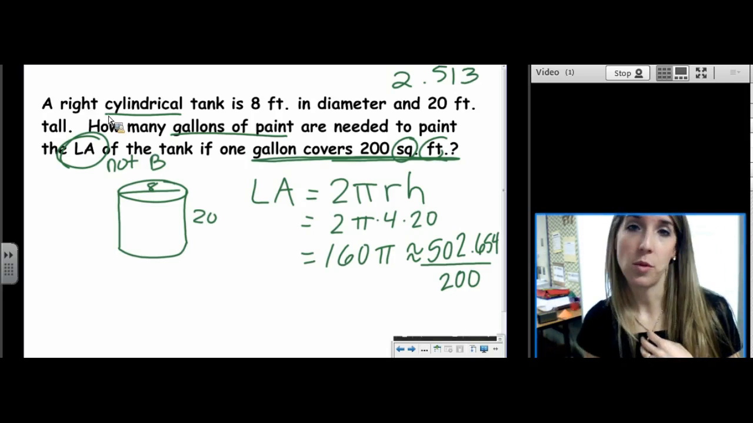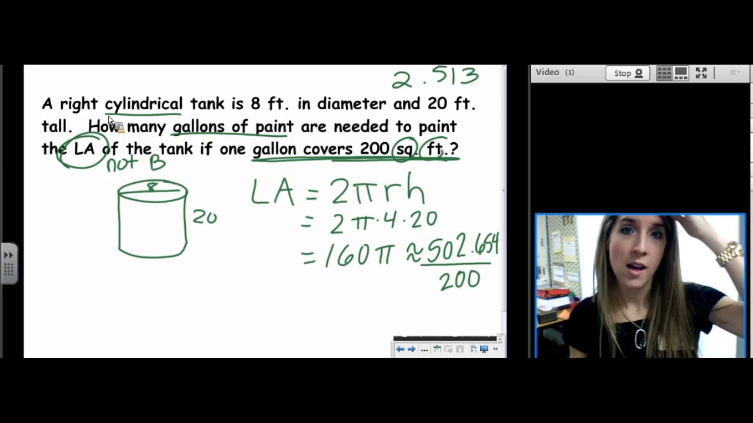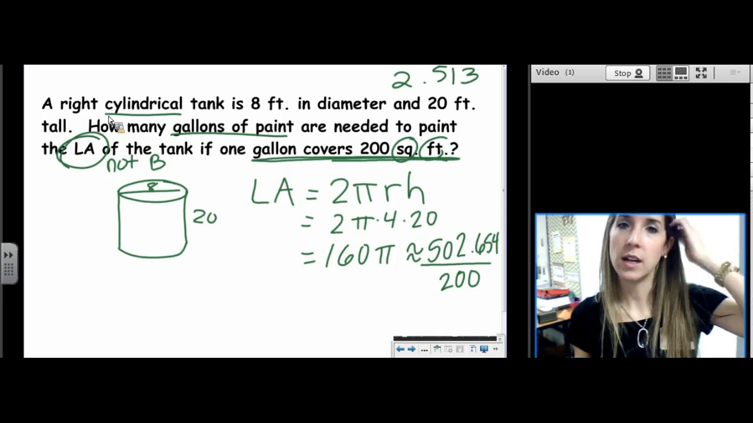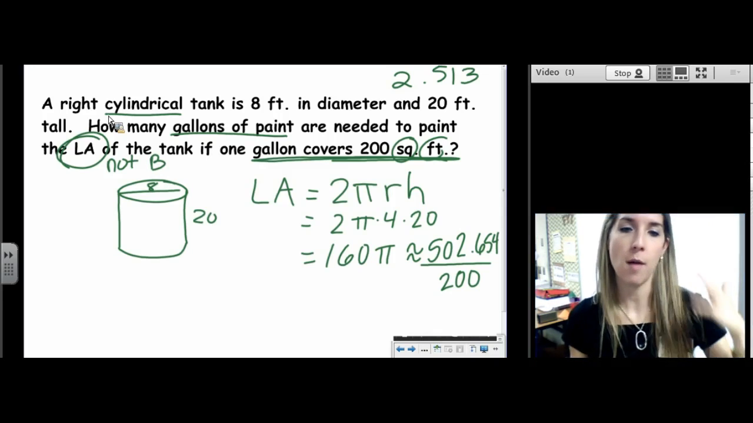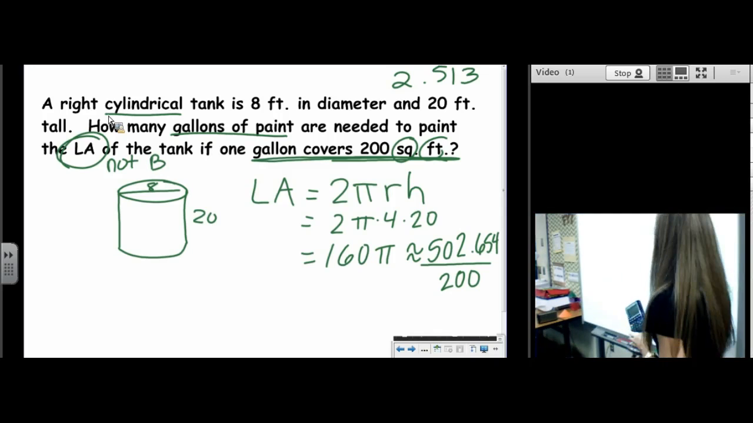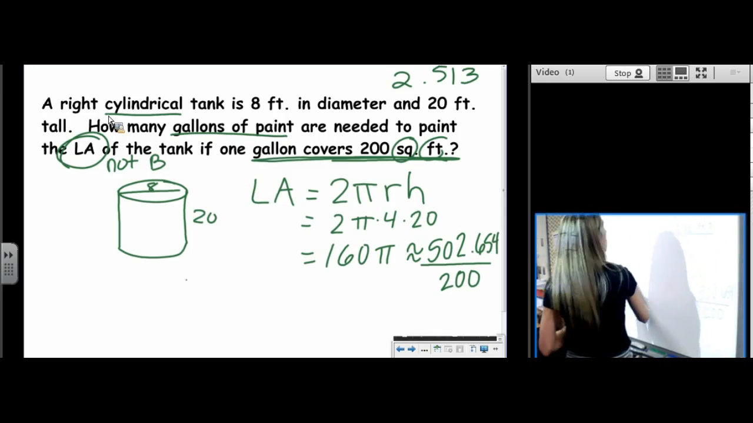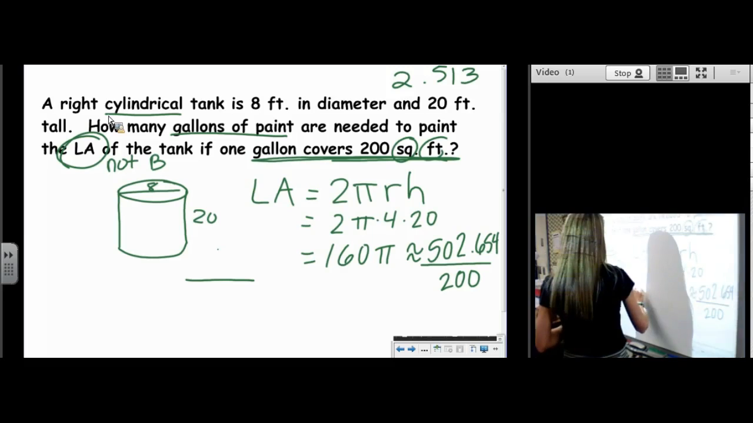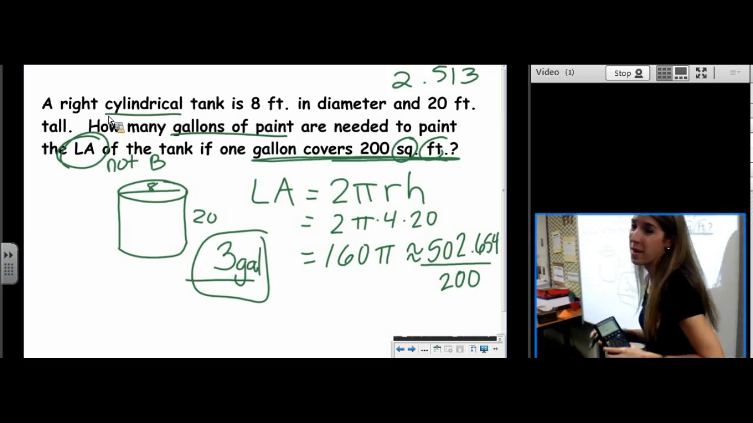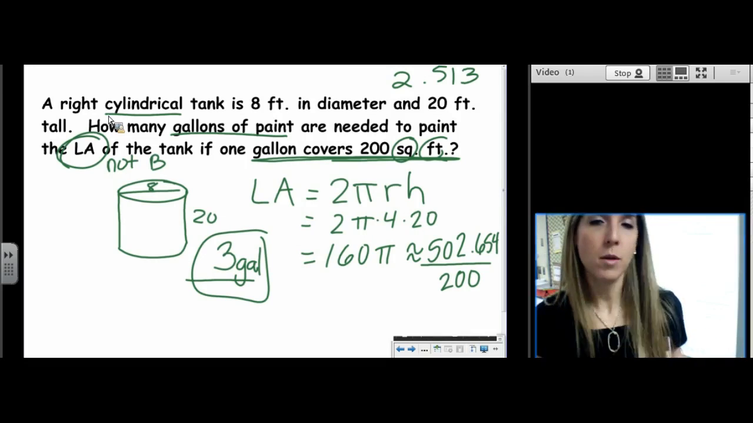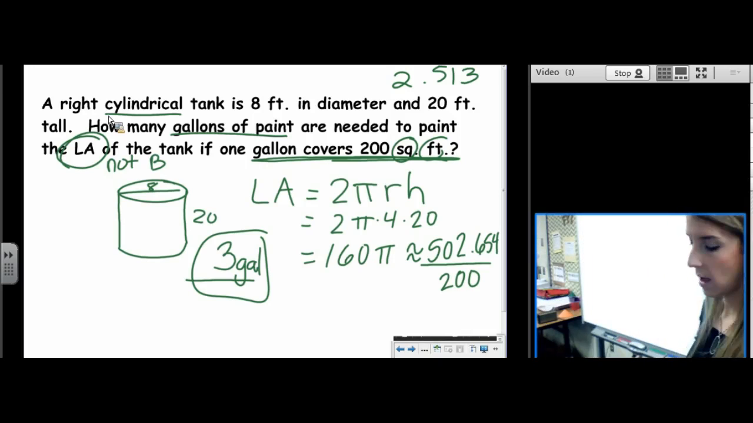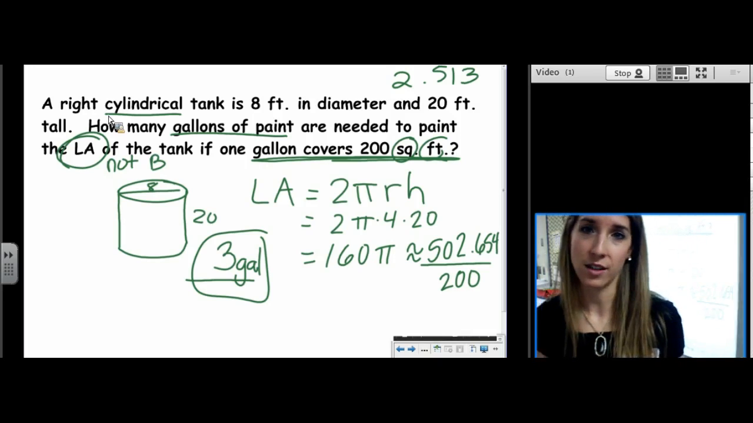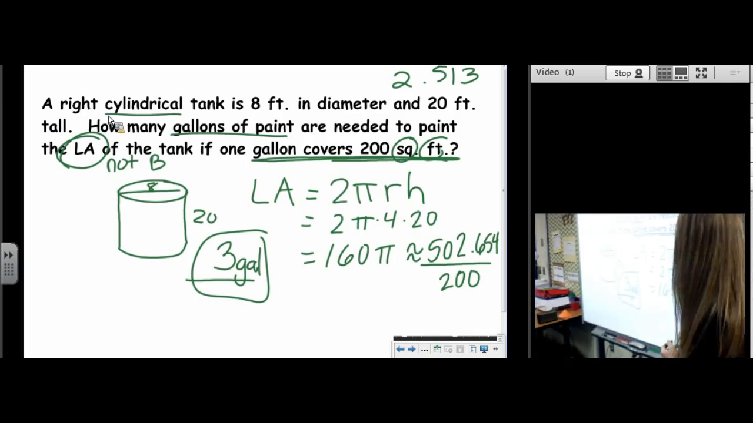You don't put 2.5 because we're not going to buy partial gallons. We're only going to buy whole gallons. That's what the problem is asking for. So how many gallons do we need? At the store, we would need to buy 3 gallons because we always round up. Even if it said 2.2, we would still buy 3 gallons. You always round up so that you don't have any part of your cylinder that's paintless. You don't want to have any paintless parts.